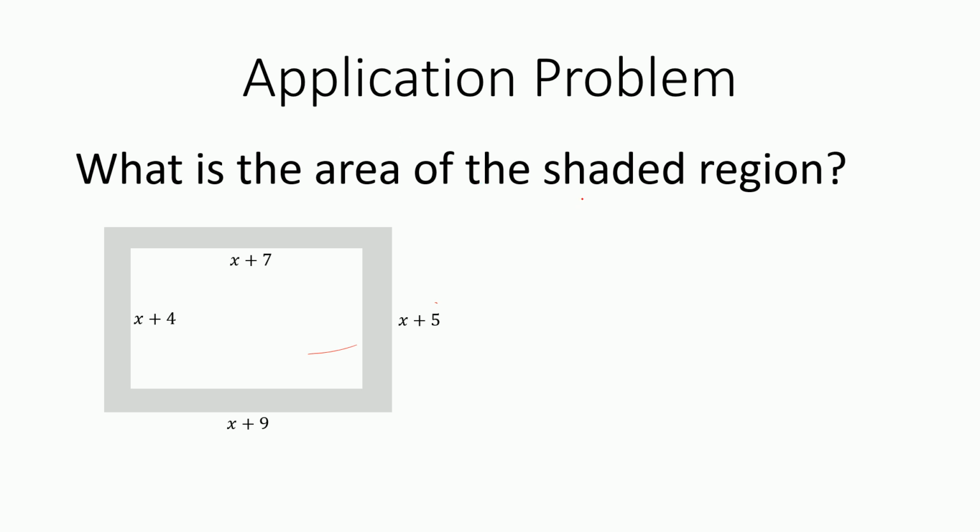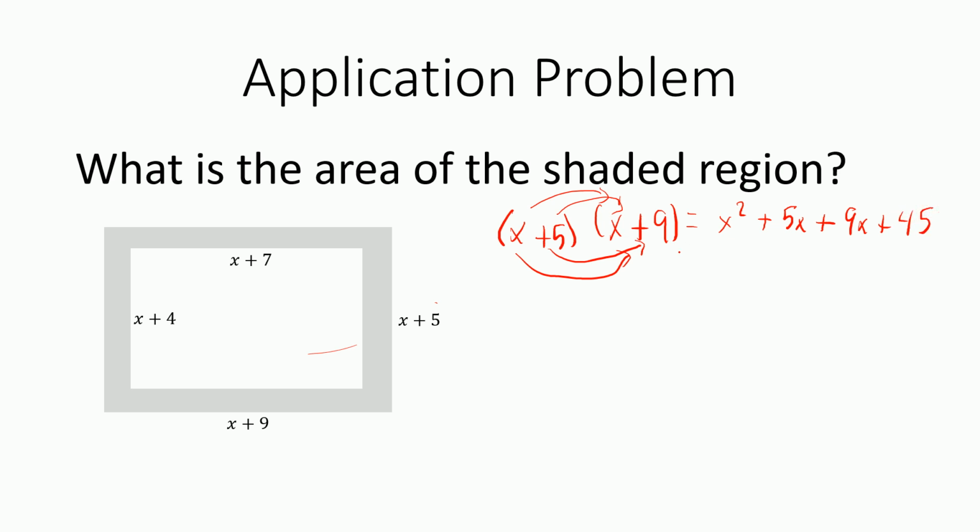Which means I have some math to do, because the area of a rectangle is length times width, so I would do x plus 5 times x plus 9 for the big rectangle, and make sure I multiply everything here. So x times x is x squared, 5 times x is 5x, x times 9 is 9x, and then 5 times 9 is 45. And then I can combine these two like terms, because they have the same variable, the same power. So add those two to get 14x, and there's my final area of the large rectangle.